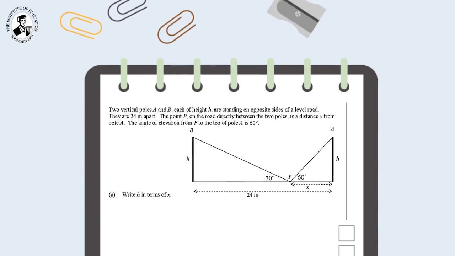Two vertical poles A and B, each of height h, are standing on opposite sides of a level road. They are 24 meters apart. The point P on the road directly between the two poles is a distance x from pole A. The angle of elevation from P to the top of pole A is 60 degrees. Take a moment to take in the diagram.